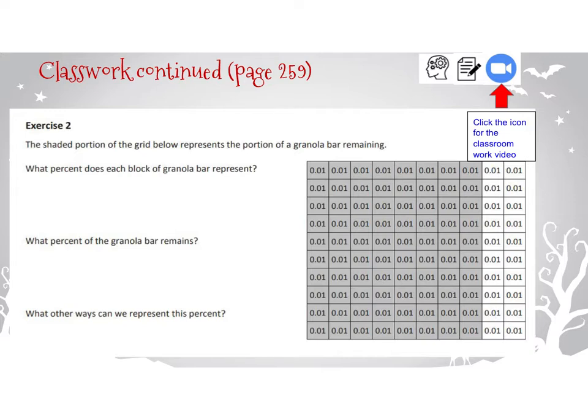The shaded portion of the grid below. Now, we're just looking at something that's already shaded. It represents a portion of a granola bar remaining. What percent does each block of the granola bar represent? That is 1% of the granola bar. Okay, got it.